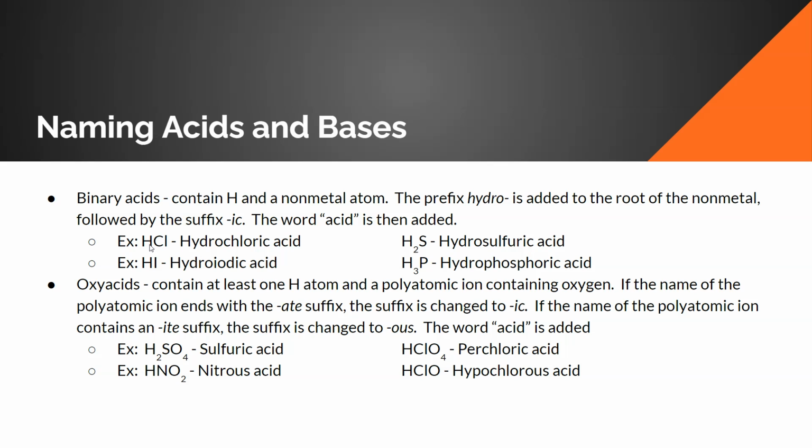So HCl would normally be hydrogen chloride, but this is a binary acid, so the name changes to hydrochloric acid. HI would be hydroiodic acid. H2S is hydrosulfuric acid, and H3P would be hydrophosphoric acid.